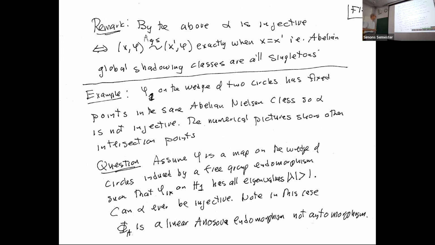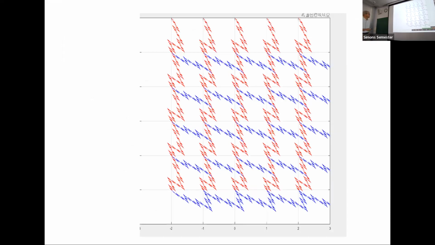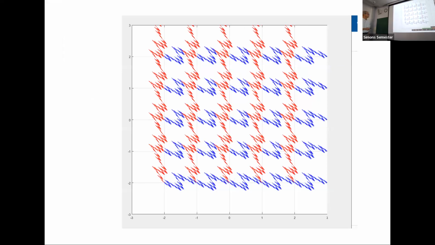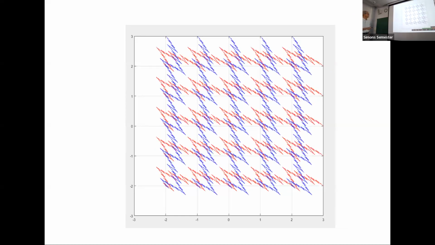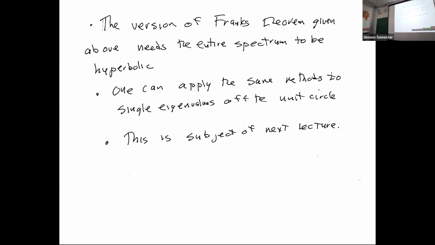I fooled around with this numerically for a little while and didn't solve the problem. Here are just some random endomorphisms of the wedge of two circles. Here are some pictures. You can see there are lots of intersections. Here you see fewer intersections. Anyway, that's just a question. I think it's completely doable, but I haven't done it.